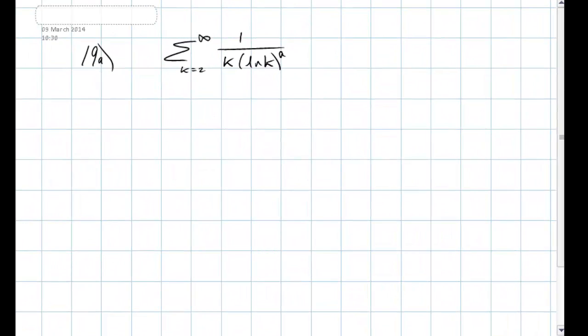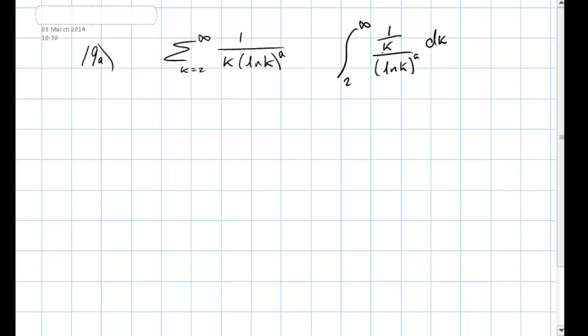For question 19a, we've got to determine for which values of a this summation is convergent. And what we're going to use is the integral convergence test. So we're going to have a look at the integral between 2 to infinity. I'm going to rewrite this in a slightly different way: 1 over k times the ln of k to the power of a dk.